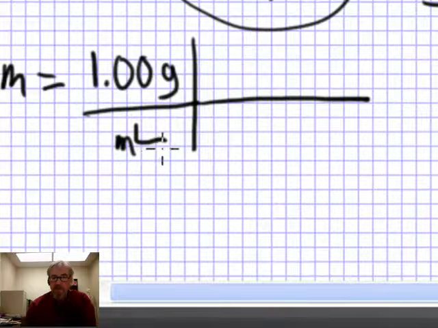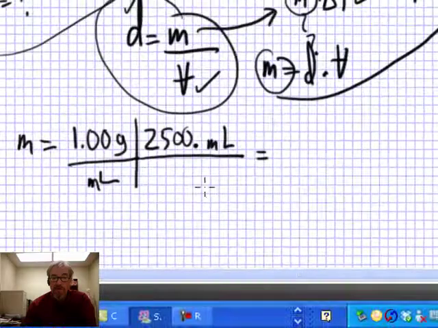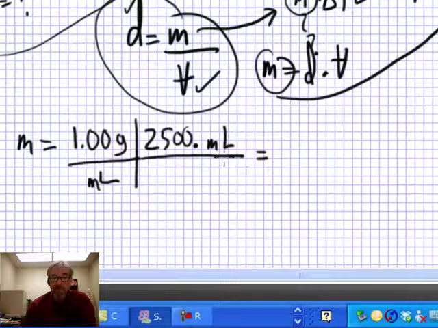Now I'm going to multiply by 2,500. milliliters. I want to make sure that I put that decimal point there because that affects my significant figures. So now I'm going to first, before I do anything, look at my units. Milliliters cancel because they're top and bottom, and that's going to give me grams. Is that a good unit of mass? Doing a little check here. It is. Grams is mass.